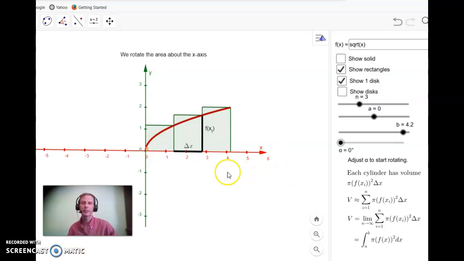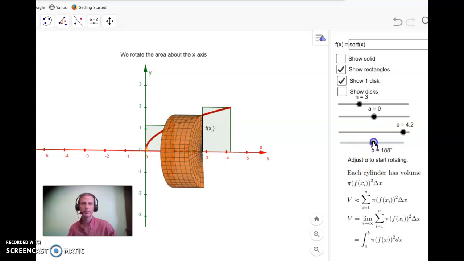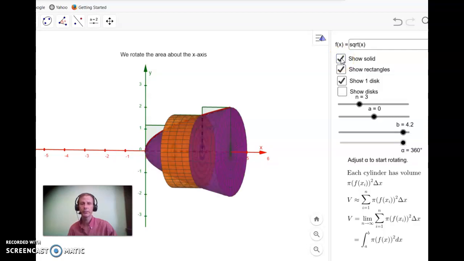Now, to approximate the volume of the solid over this interval, we are going to rotate one of these rectangles around the x-axis. So when I move the slider here, we can see it rotating, and we get this very nice looking cylinder. And cylinders are, of course, something we know how to calculate the volume of. It's going to be the height of the cylinder times pi r squared, which is the area of the base. Now, by showing the solid, we can see that, sure enough, the cylinder is not perfect, but it is approximating the volume of our solid object over the interval in question.